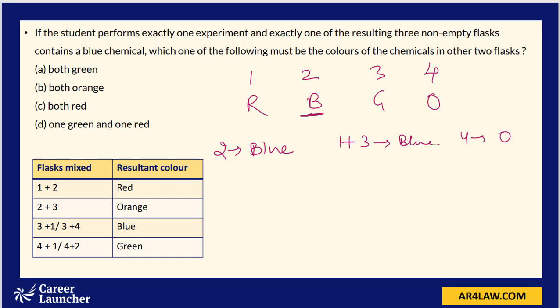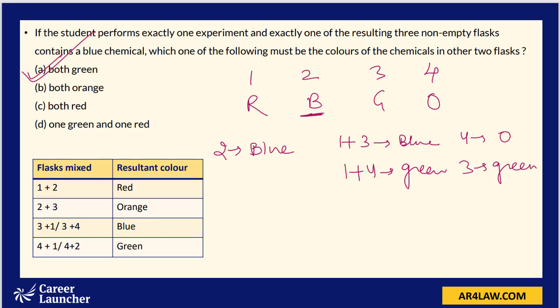The other possibility is that we are mixing 1 with 4. Mixing 1 with 4 would have given us a green color, and we are keeping 3 as it is. So again we have green. So we can see both green is possible.